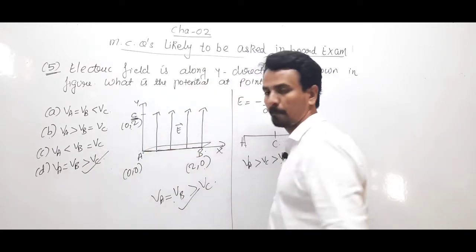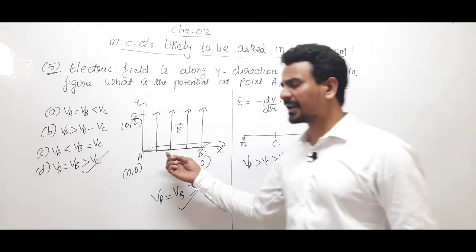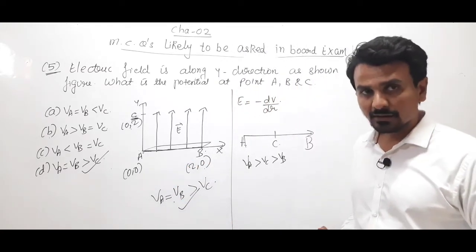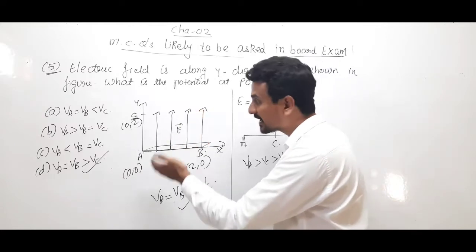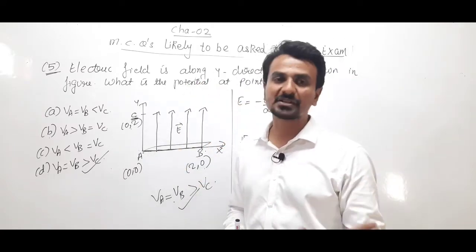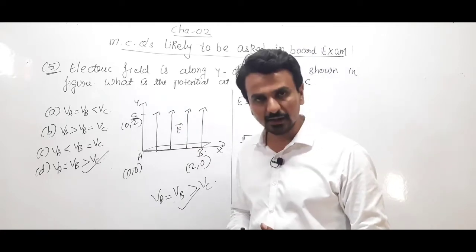This. Got it? Points A and B will act as equipotential points, so their potentials will be the same, right? And point C is in the direction of electric field, so whenever you are moving in the direction of electric field, potential will decrease. Clear? Next one.